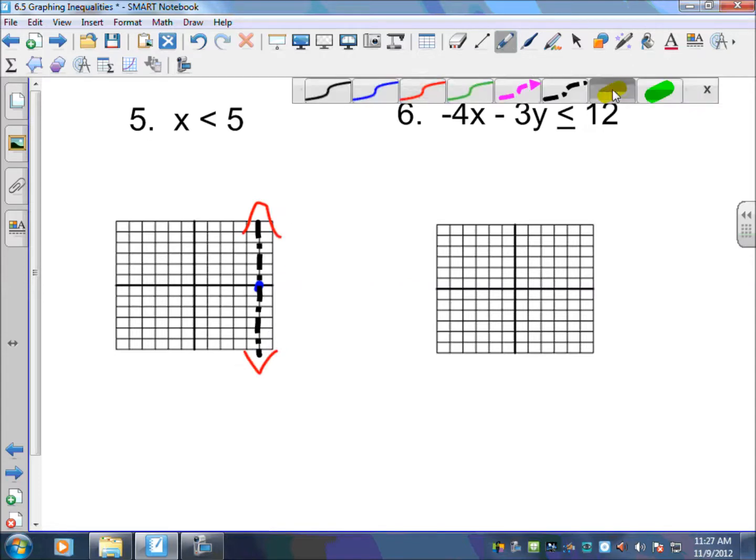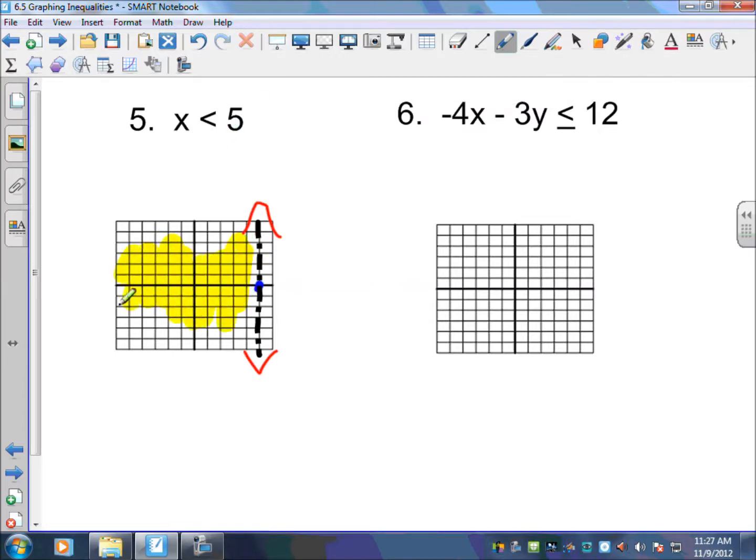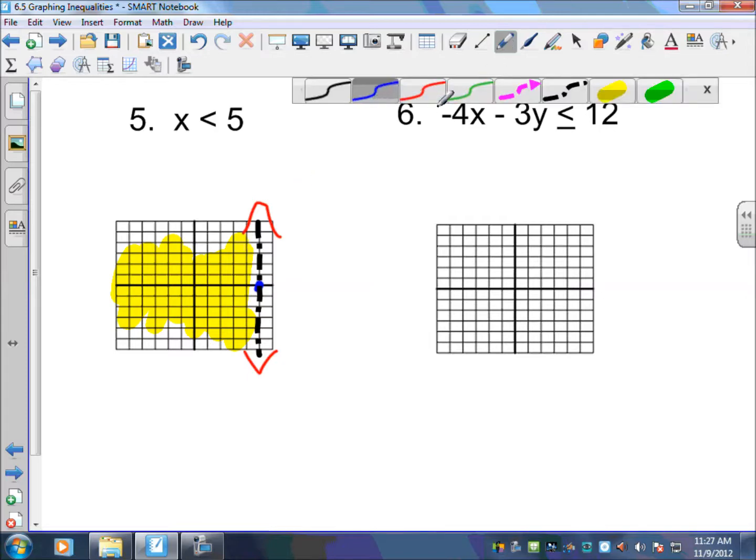Where am I going to shade? Above or below? Well, you're like, there's no y here. Well, okay, there's no y, but there is an x that's isolated. So if it's eating the isolated x, you would shade above. If it's eating the number, you're going to shade below. It's eating the number, I shade below. Okay? Go ahead and pause the video, do number 6, see if you get it right.